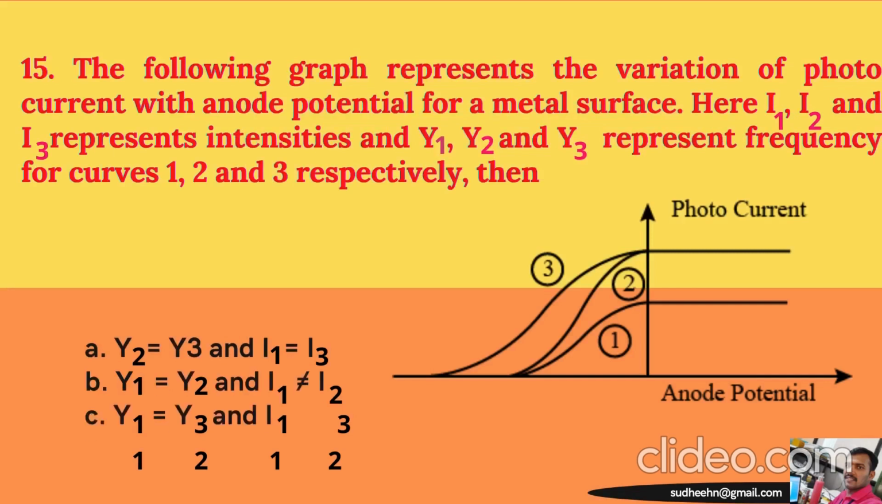Next question is question number 15. The following graph represents the variation of photocurrent with the anode potential for a metal surface. Here I1, I2 and I3 represent intensities, and Y1, Y2 and Y3 represent frequency for curves 1, 2 and 3 respectively. Then option A, Y2 is equal to Y3 and I1 is equal to I3. Option B, Y1 is equal to Y2 and I1 is not equal to I2. And option C, Y1 is equal to Y3 and I1 is equal to I3. And option D, Y1 is equal to Y2 and I1 is equal to I2.